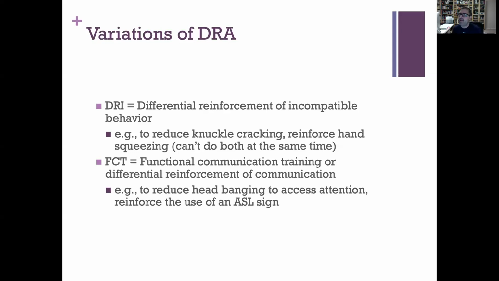If the appropriate behavior is a form of communication, then the DRA procedure, or the differential reinforcement of alternative behavior, can be called functional communication training. If the alternative appropriate behavior is incompatible with the problem behavior, then we will call that DRA procedure a differential reinforcement of incompatible behavior, or DRI. Hopefully that makes sense.